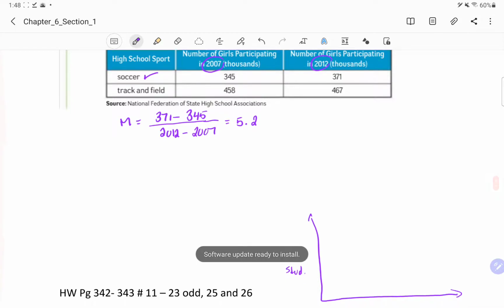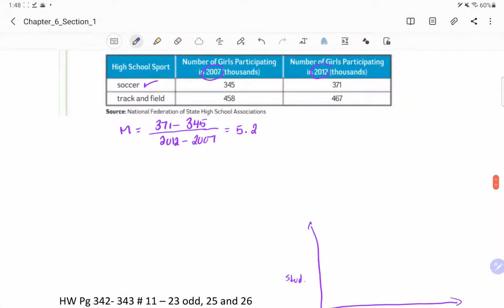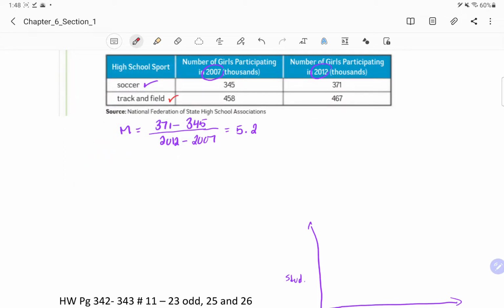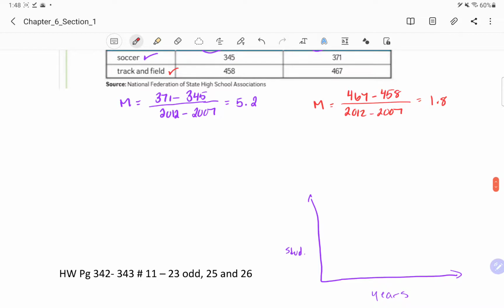Okay, we're using a real world situation, so decimals are fine because nothing in real life works out perfect ever. So then we're going to do the same thing for track and field. Okay, so I'm going to find the slope there. It is going to be 467 minus 458 over 2012 minus 2007. Right? And that'll give you about 1.8 when you solve it.